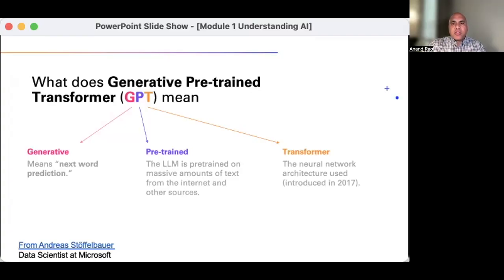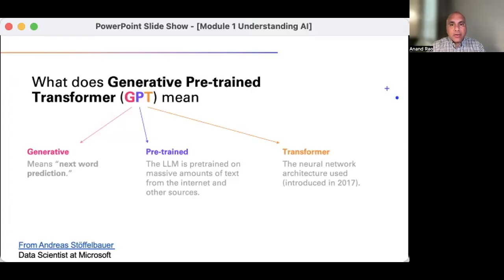Now, transformer refers to the specific neural network architecture that it's based upon. This was introduced in 2017 in a really important paper that some researchers published. Think of it as the engine that makes modern AI possible. It's particularly good at understanding context and relationships between words, even if they're far apart in a sentence. So that transformer is the architecture that's really important in taking all that pre-trained data and allowing the model to generate new text.